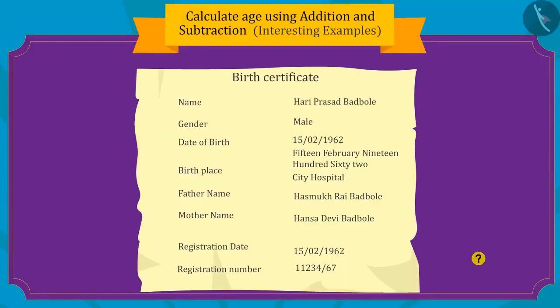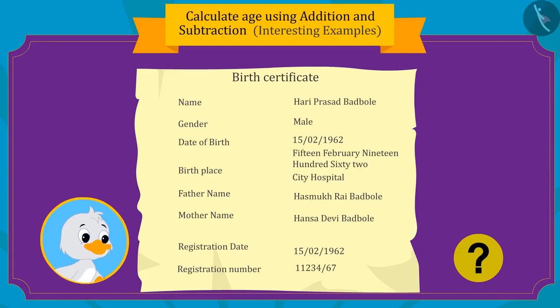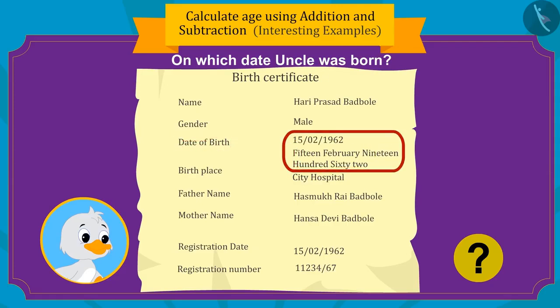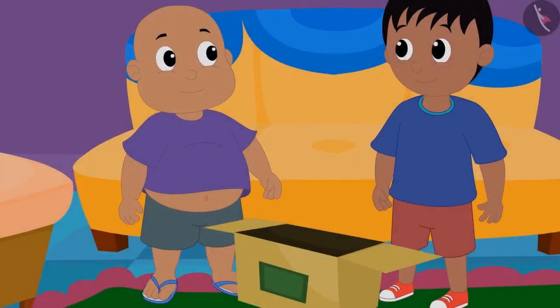Children, do you know about birth certificate? Can you tell the date on which the uncle was born by looking at the uncle's birth certificate? Yes. Uncle was born on February 15th, 1962.